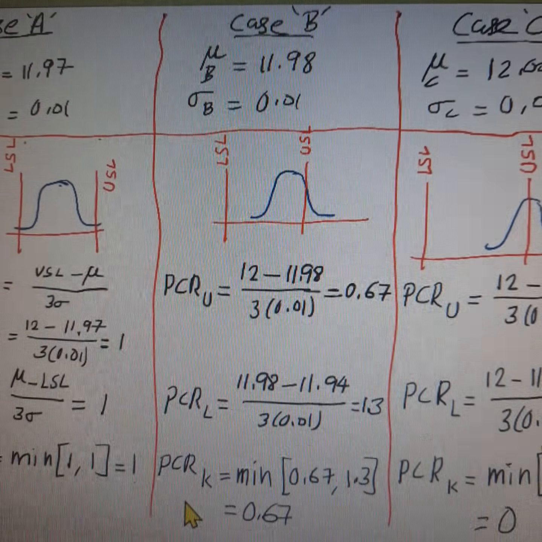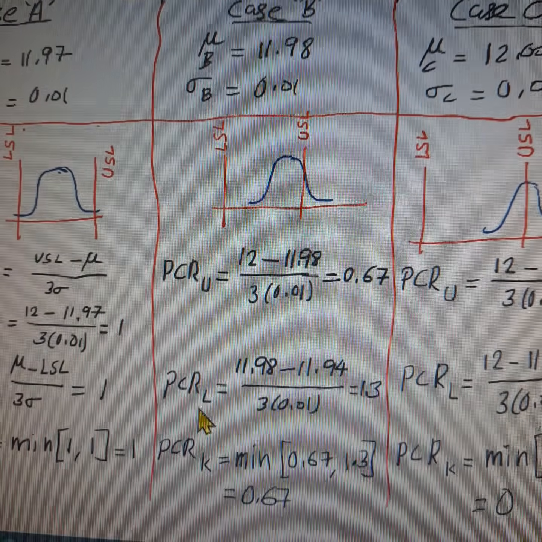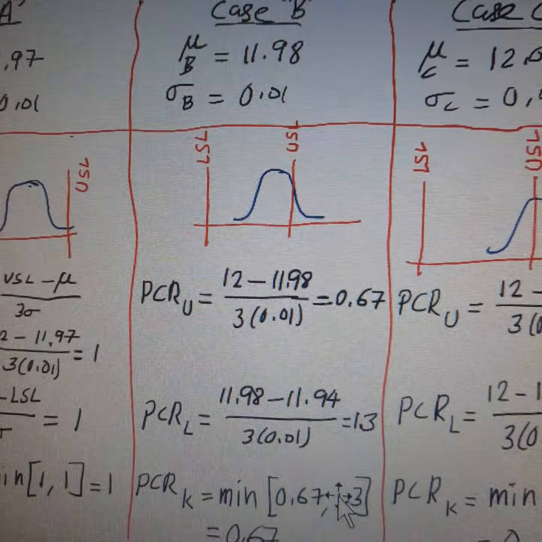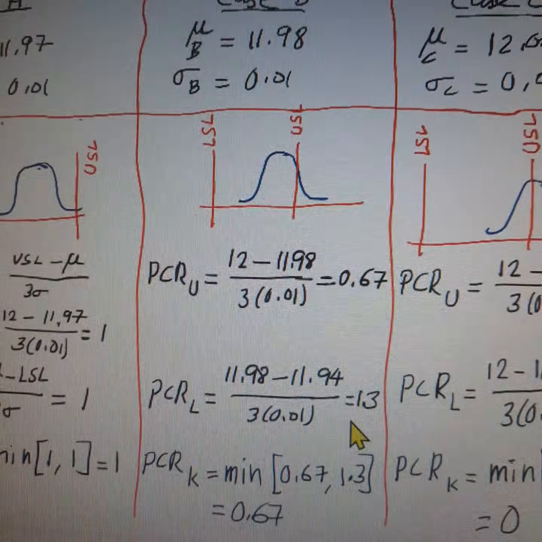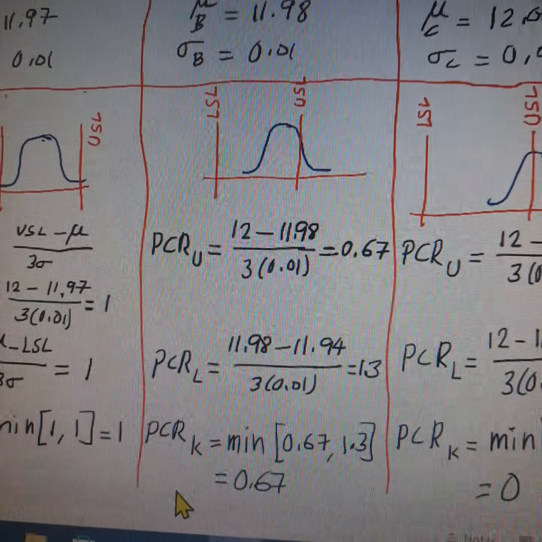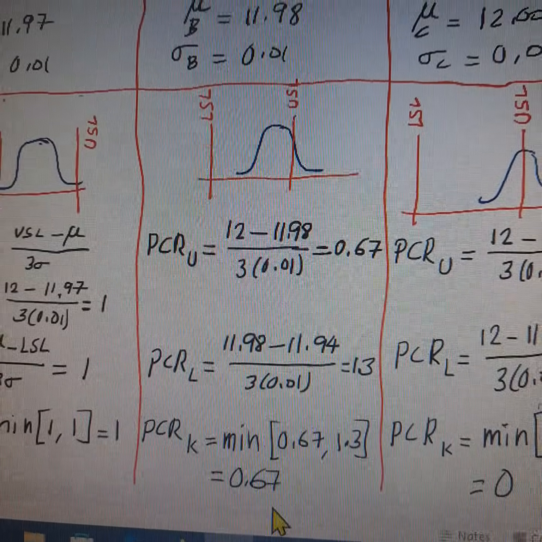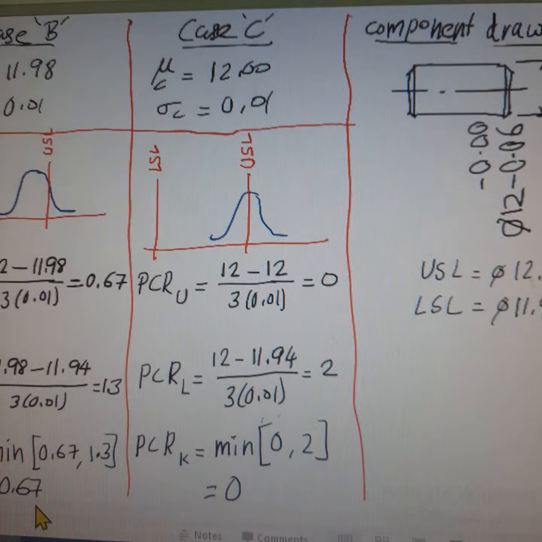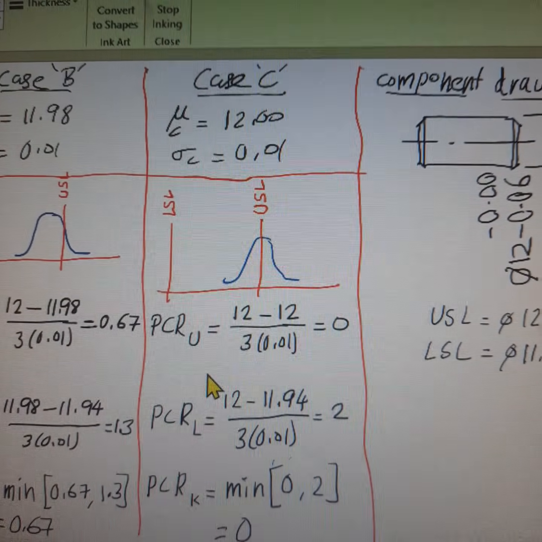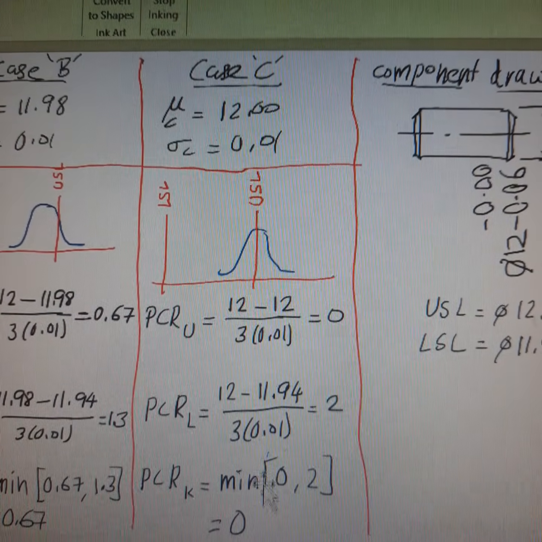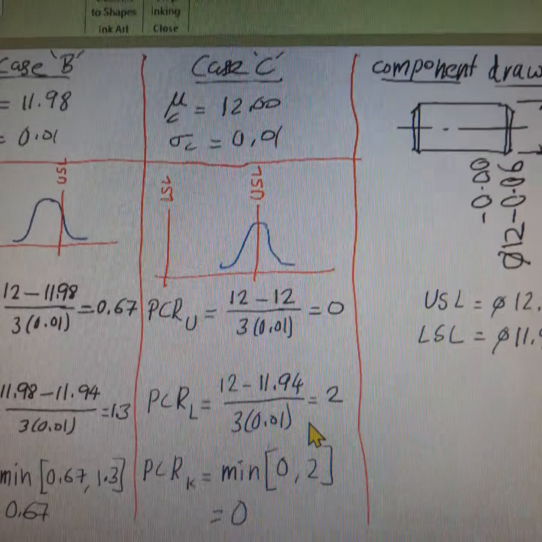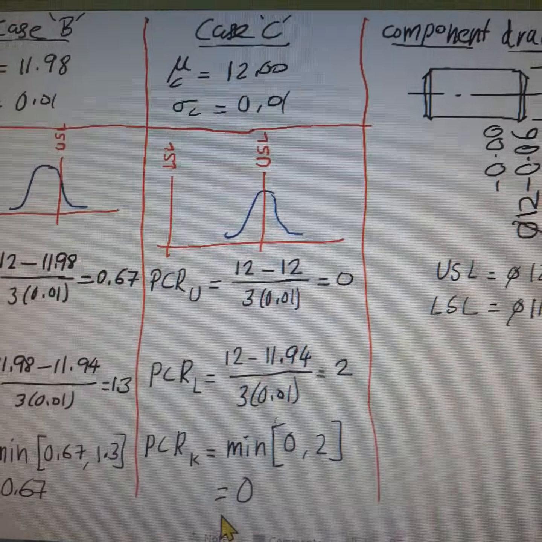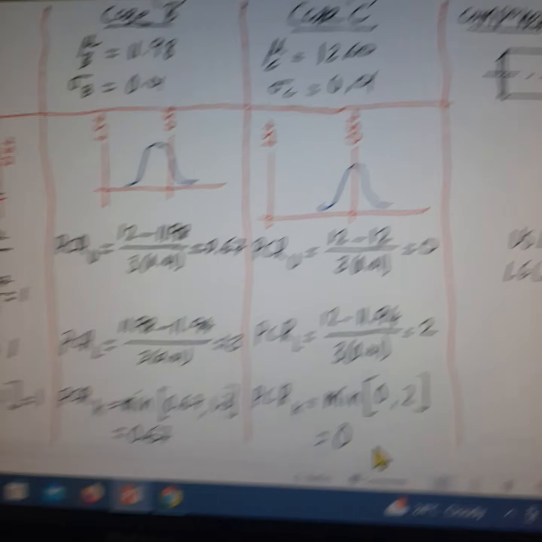PCRK for case B we are finding now. PCR upper is 0.67. PCR lower is 1.3. So the PCRK is the minimum of these two, which is equal to 0.67. For case C, PCR upper is 0, PCR lower is 2. So the minimum of these two values is 0. So the PCRK for case C is 0.